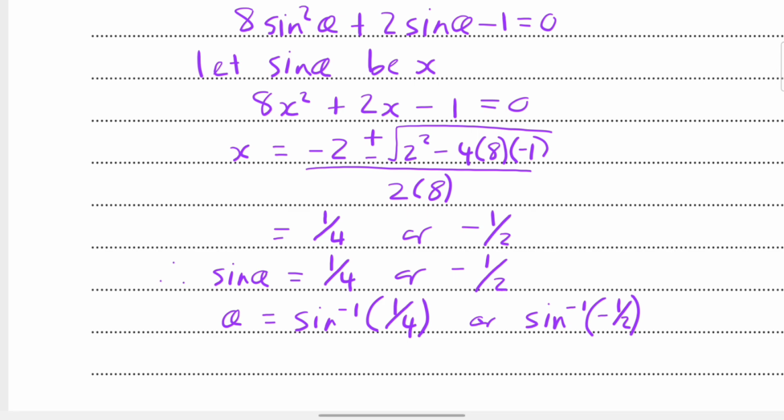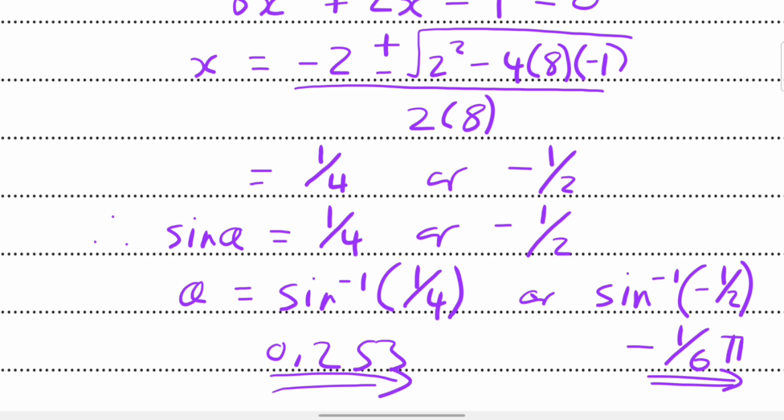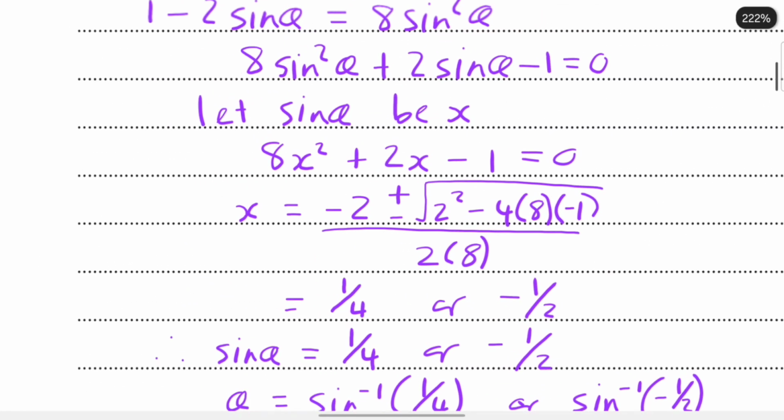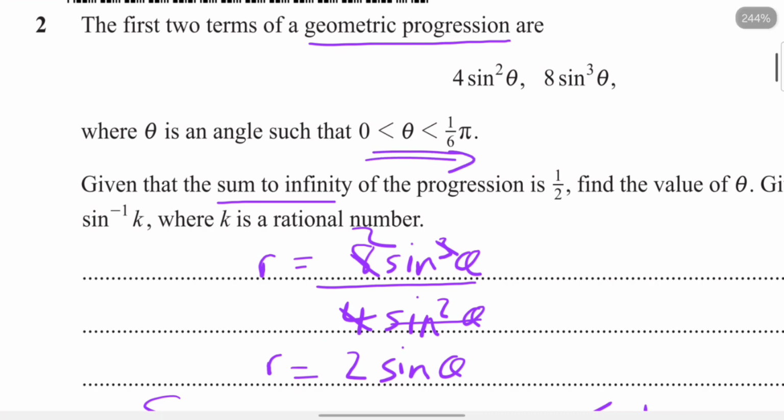So we are going to punch these two answers in our calculators and then compare with the given domain, right? So say arcsine 1 over 4, and that will be 0.253, right? And arcsine minus 1 over 2 will be minus 1 over 6 pi, like this. And so we're going to compare these two values with this given domain here, right? So our answer should be in between there.